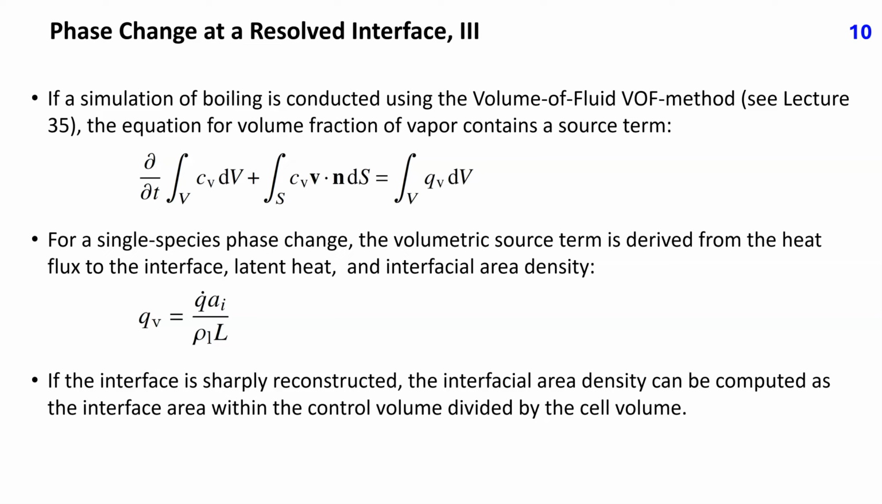The computational grid is often not adapted to the phase change interface, but an interface capturing approach is used. If a simulation of boiling is conducted using the volume of fluid method described in lecture 35, the equation for volume fraction of vapor contains a source term QV, which describes the phase change per unit volume. For a single species phase change, the volumetric source term is derived from the heat flux to the interface, latent heat, and interfacial area density given by this expression. If the interface is sharply reconstructed, the interfacial area density can be computed as the interface area within the control volume divided by the cell volume.